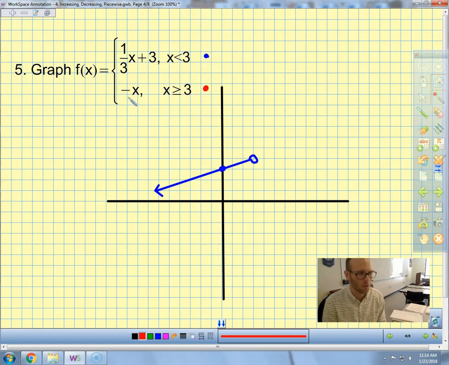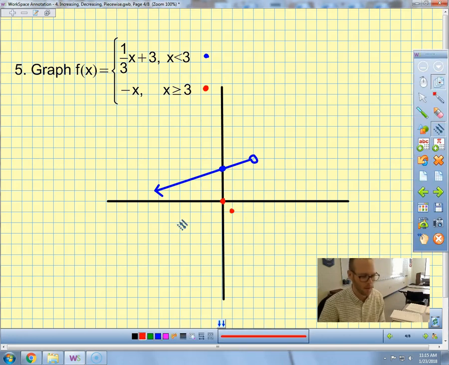Now, we're going to graph y equals negative x for x's that are greater than or equal to 3. Negative x, slope of negative 1, y-intercept of 0. There's my y-intercept. Slope of negative 1, y-intercept of 0. The y-intercept 0, there's my slope of negative 1, down 1 over 1.